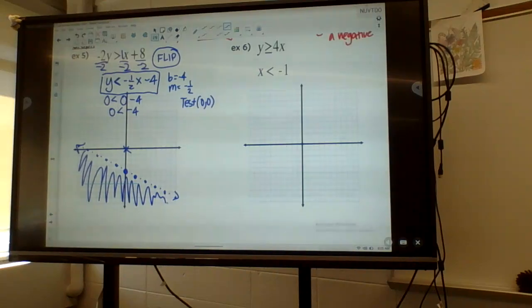Now our next one is a system of equations. And what that means is we're going to have 2 colors, and they're going to have the overlapping colors, and where they overlap is our solution.